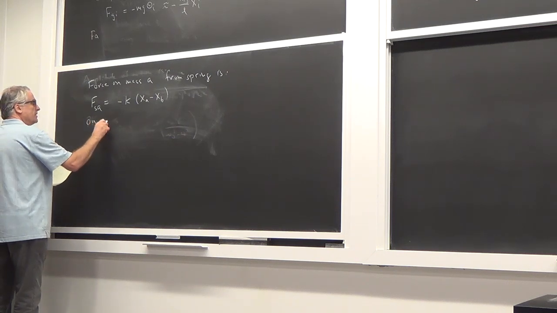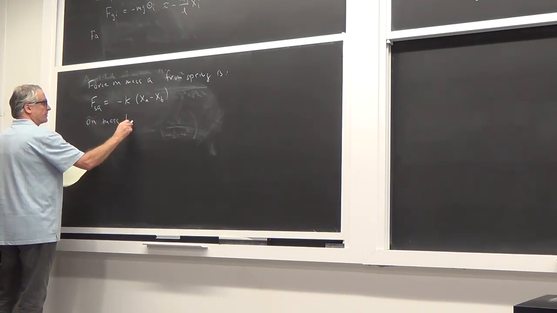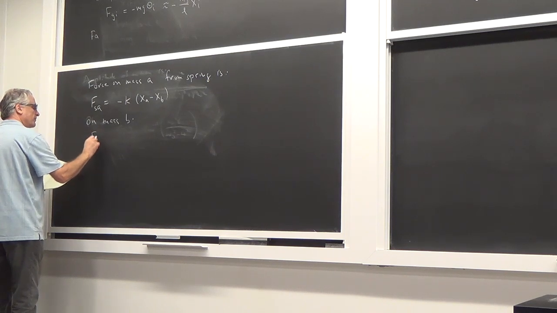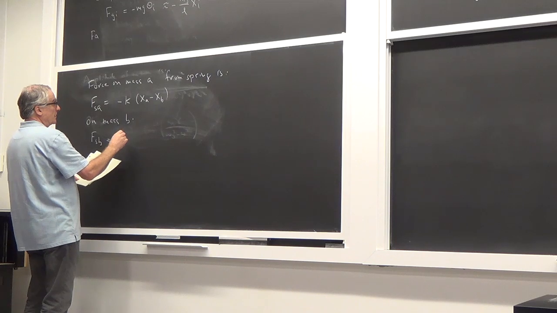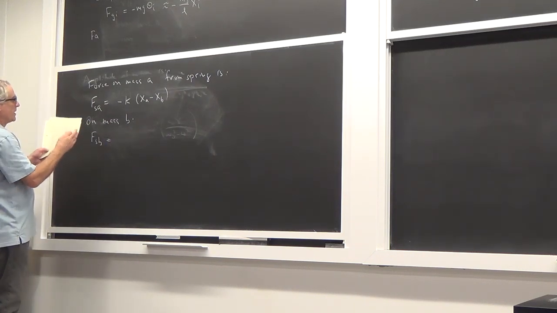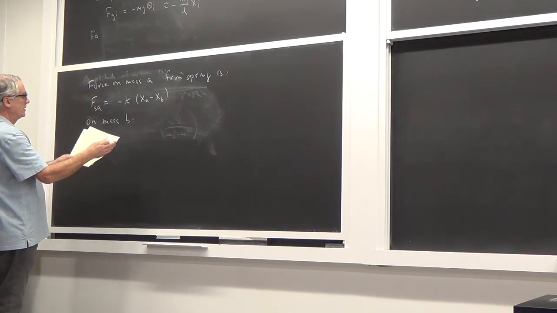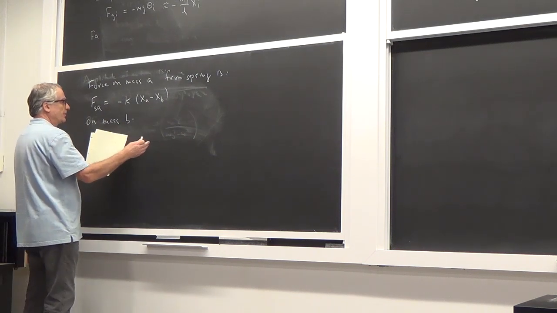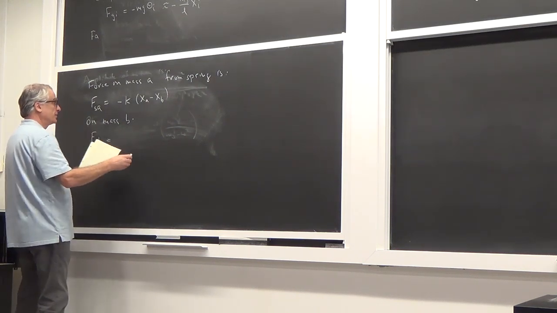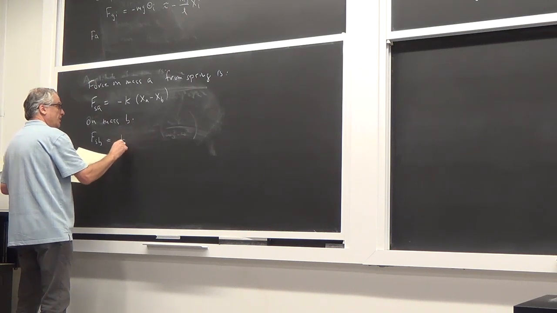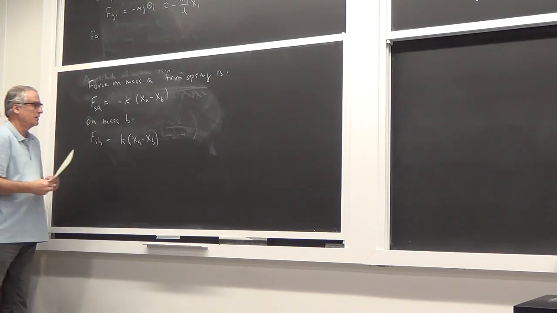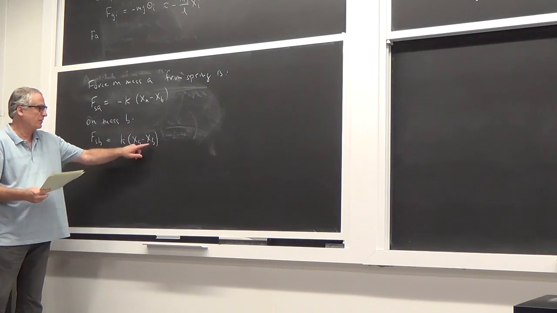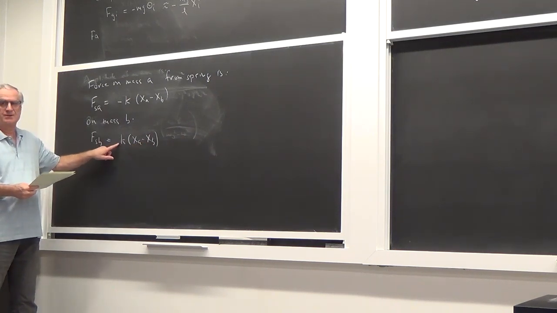On mass B, due to the spring, F sub spring B is equal to, well, I can write minus k times the length again in the other direction, but that's just going to be k times x sub A minus x sub B. Switch it, so I would have minus k times x sub B minus x sub A, I'd have a minus sign. Okay.